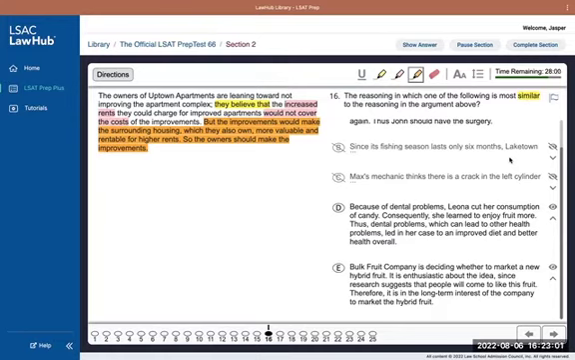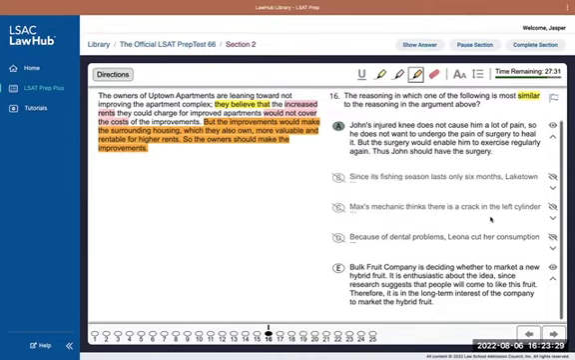D: Because of dental problems, Leona cut her consumption of candy. Consequently, she learned to enjoy fruit more. Thus, dental problems, which can lead to other health problems, led in her case to an improved diet and better health overall. Yeah, so this really is not similar at all to the reasoning. This isn't about Leona making a decision and leaning one way, and then we come up with a benefit that tells her to go another way. So this is really dissimilar.